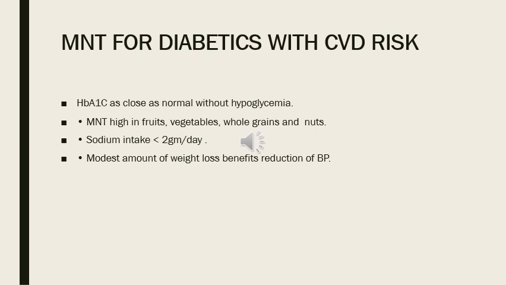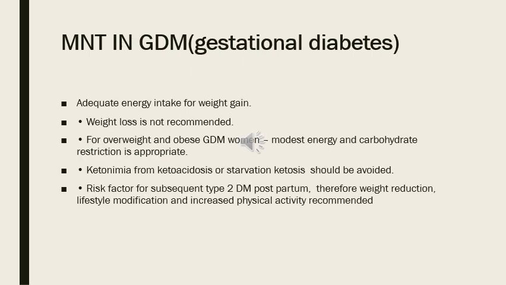For example, cardiovascular disease. Those patients should have hemoglobin A1C as close to normal as possible, but try to avoid hypoglycemia. The MNT should be high in fruits, vegetables, whole grains, and nuts. Besides, sodium should be decreased to less than 2 grams per day, and weight loss will benefit those with cardiovascular disease and diabetes because it will reduce the blood pressure.